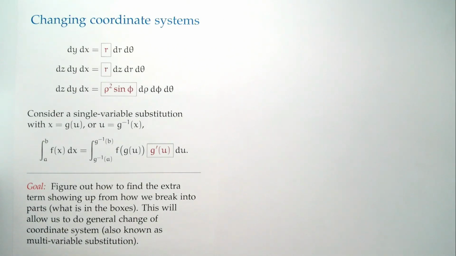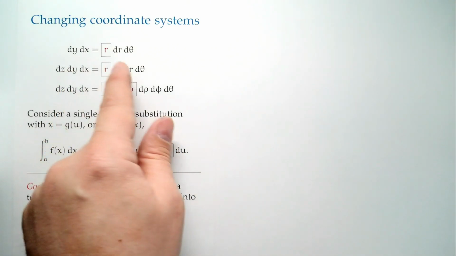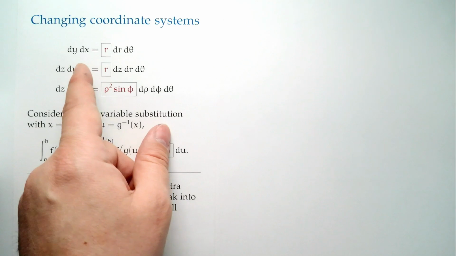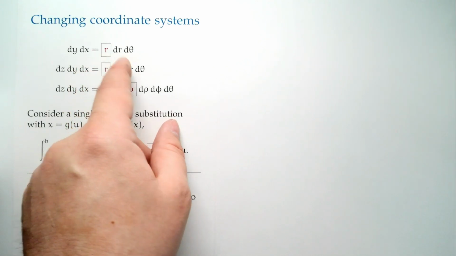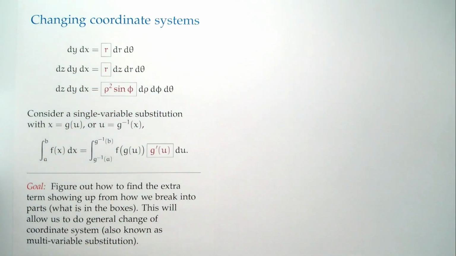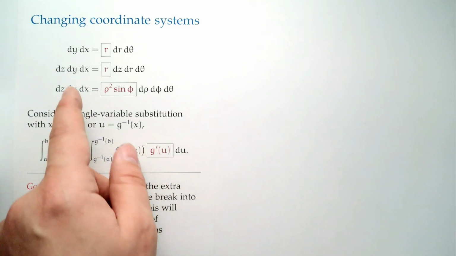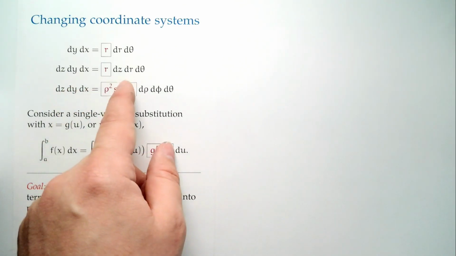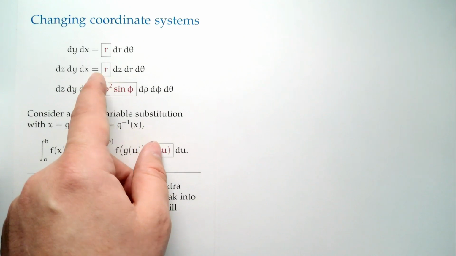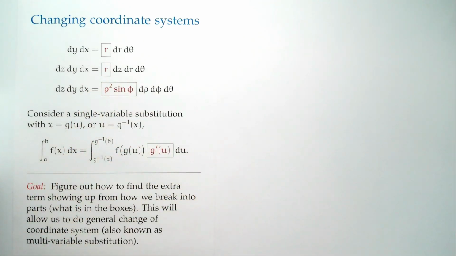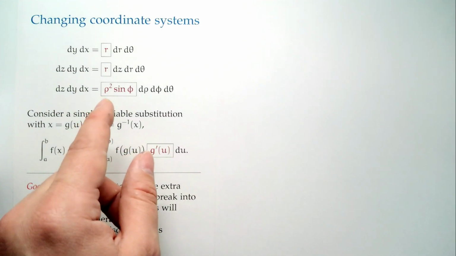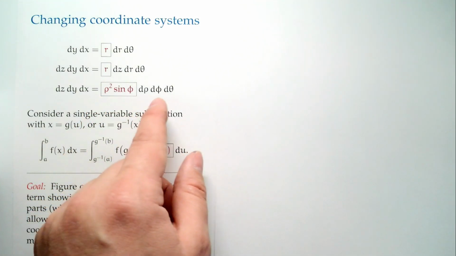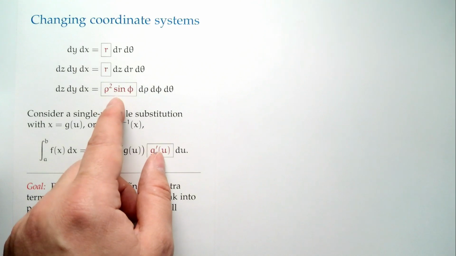So when we switch from Cartesian coordinates to polar coordinates, we said dy dx is r dr d theta. Similarly, if you go from Cartesian coordinates in 3 dimensions to cylindrical coordinates, there's again that r showing up: r dz dr d theta. And of course, our big one from last time, if we switch from Cartesian coordinates to spherical coordinates, we got rho squared sine phi, d rho d phi d theta.